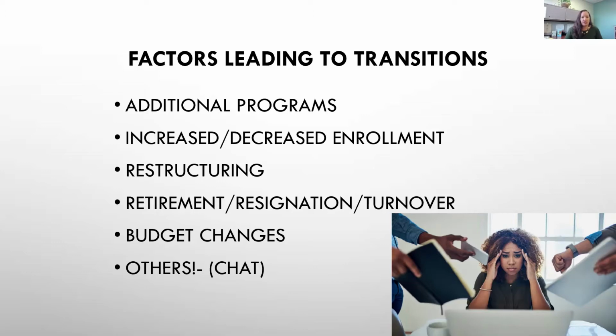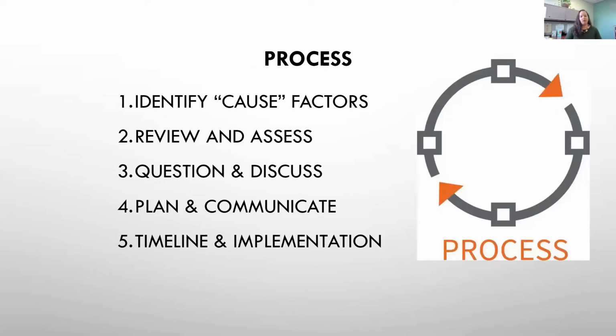So I'm going to focus on 5 aspects or 5 pieces of a process that you can work through as you work through transitions. So the first one, number 1, is to identify the cause or the factors. Number 2 is to review and assess. Number 3, question and discuss. 4, plan and communicate. And 5, the timeline and implementation. So we're going to walk through each of these 5 pieces.